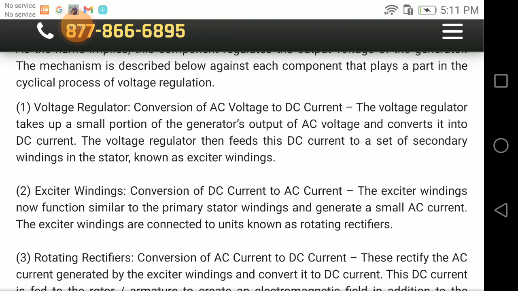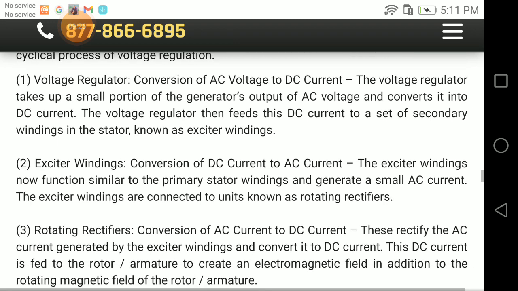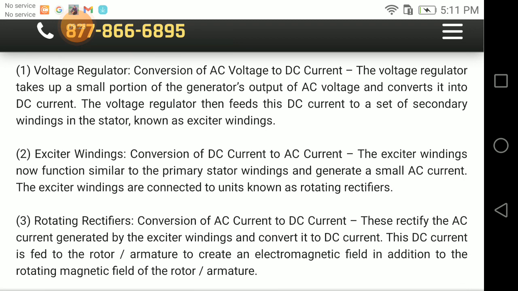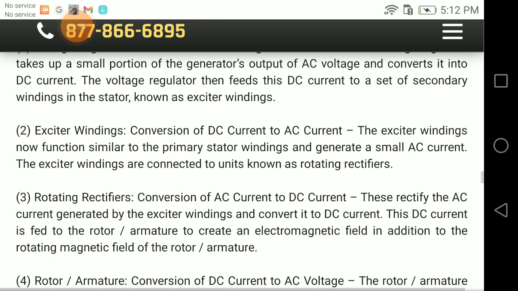Voltage regulator: conversion of AC voltage to DC current. The voltage regulator takes a small portion of the generator's AC output voltage and converts it into DC current. The voltage regulator then feeds this DC current to a set of secondary windings in the stator known as exciter windings.